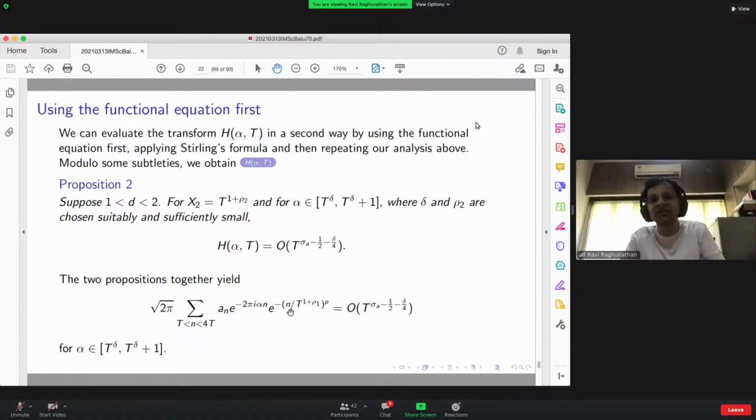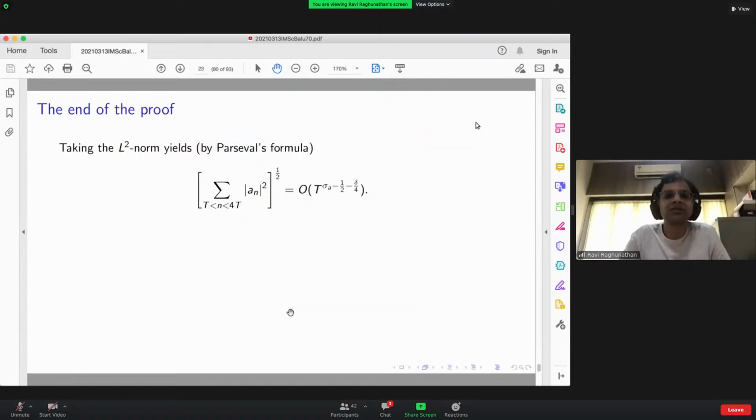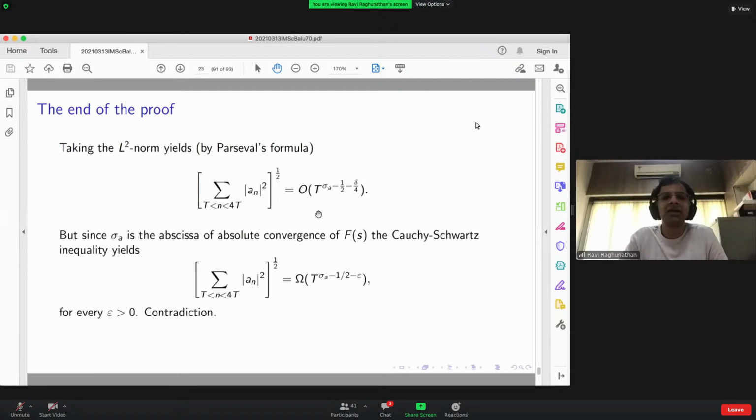Using Parseval's formula, you just evaluate the left-hand side. Parseval's formula will tell you that the summation of mod a n squared over n to the half is this, and that's the absolute value. I've rushed through this a bit, but I think the basic point is made. You will have an omega estimate, and that is bigger than your O estimate. So I will stop there. Thank you, sorry, I went a couple of minutes over.